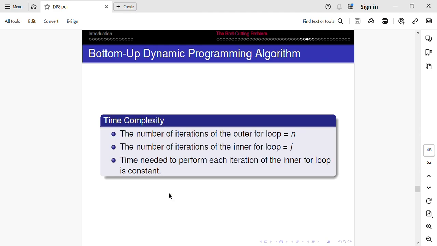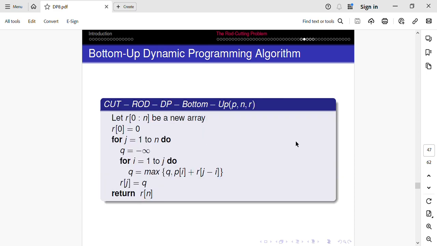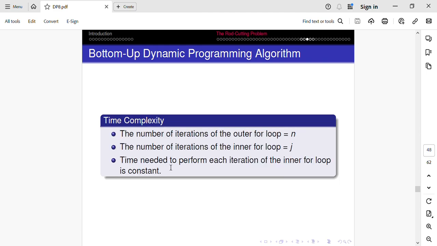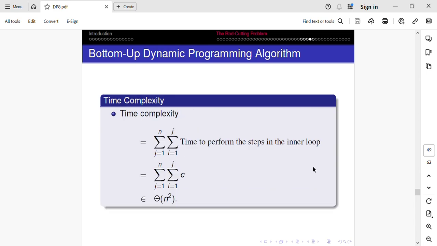Now the time complexity is easier for this case, because it's a much simpler notation, and the number of iterations of the outer for loop is n. It runs from 1 to n, and the number of iterations of the inner for loop is j, and the time needed to perform each iteration of the inner for loop is constant. And so we have two summations for the outer for loop and the inner for loop, and the time to perform the steps in the inner loop is constant. So overall we have big theta of n square.